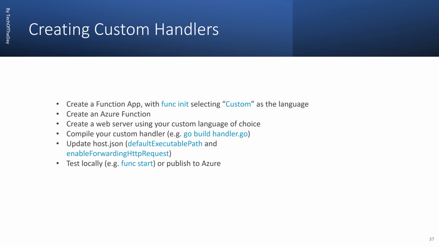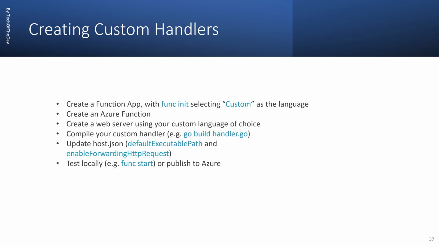Second, you need to create an Azure function. Again, the tooling can do this for you, and you can choose whatever trigger and type you like. For example, you might choose an HTTP trigger, and this will create a function.json file defining the triggers and bindings for your function. And this is exactly the same as you have with regular functions.